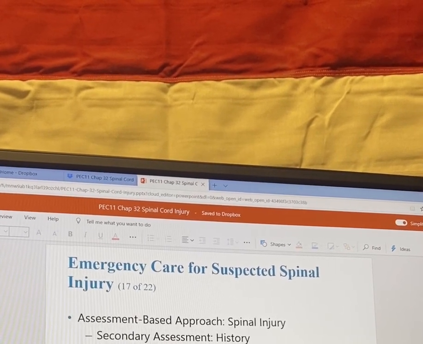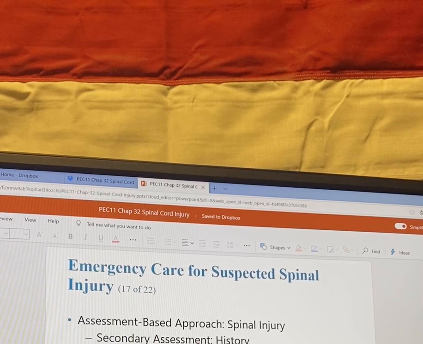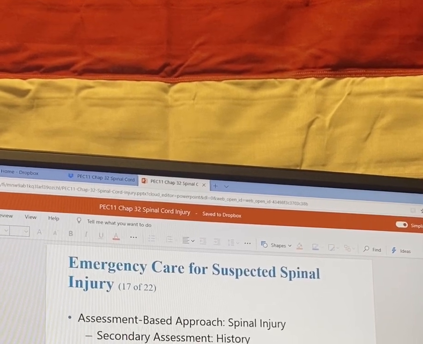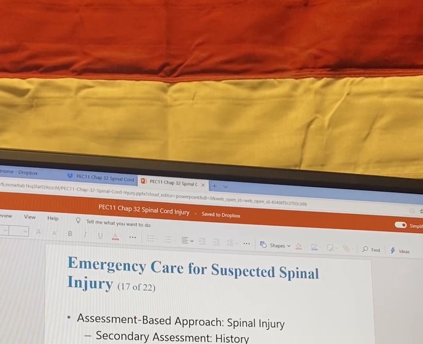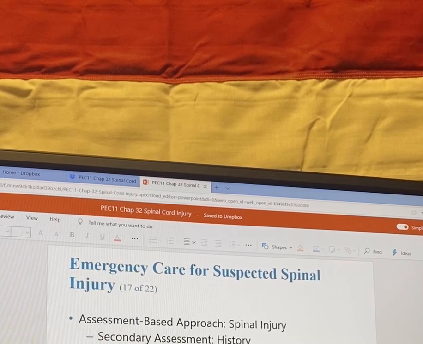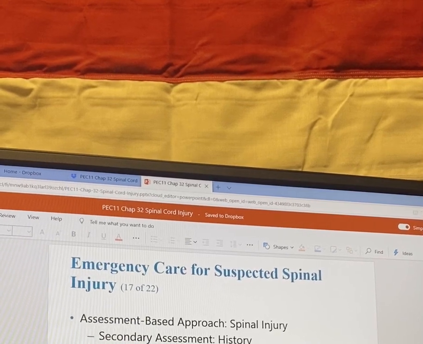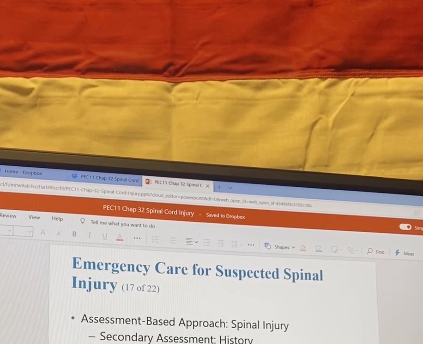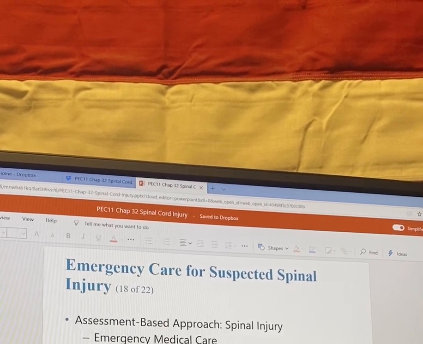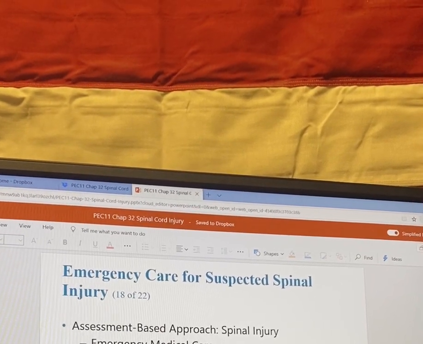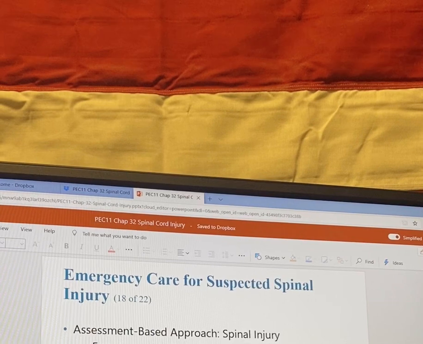All right, and you want to always look for other reasons of hypotension, inadequate circulation, poor tissue perfusion. Your signs of shock.